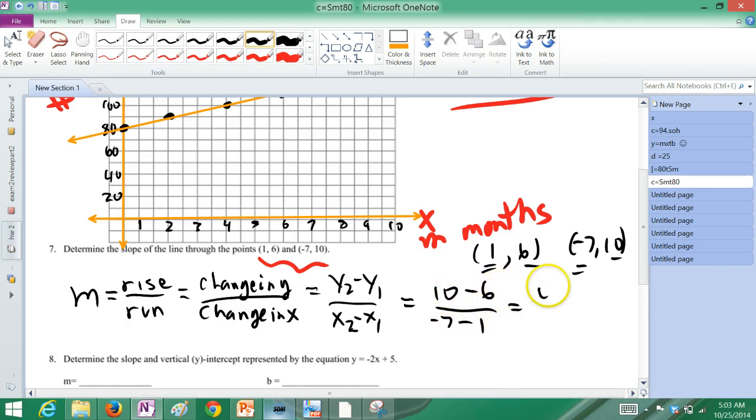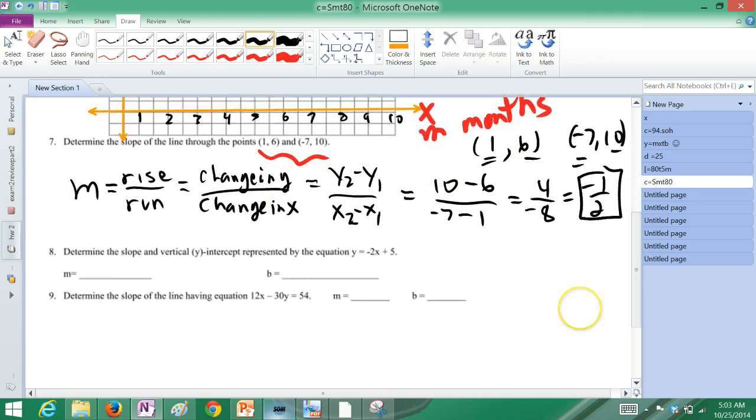10 minus 6 is a 4. If you're at negative 7, you take away 1, you're at negative 8. So that's going to be negative 1/2 as your slope. When x goes up by 2, y is going to go down by 1. That's what's going on for that.